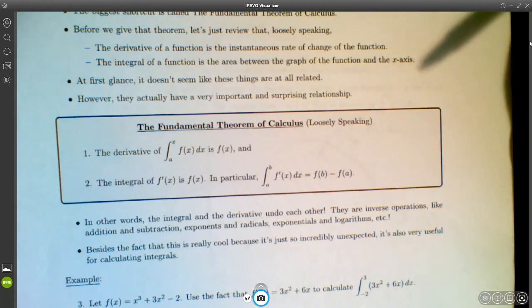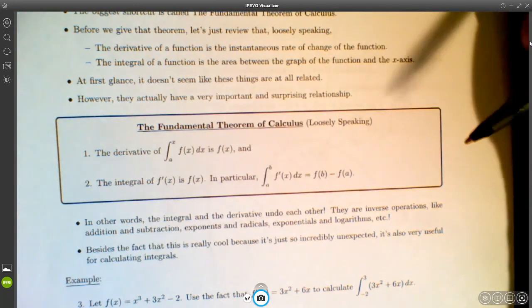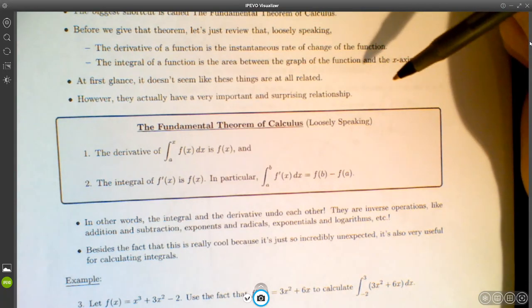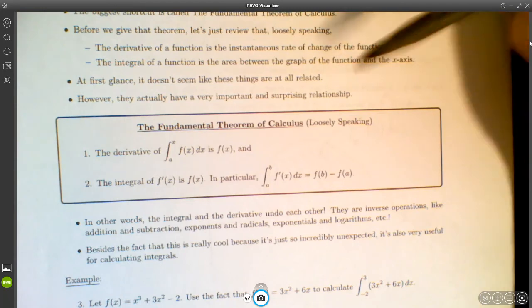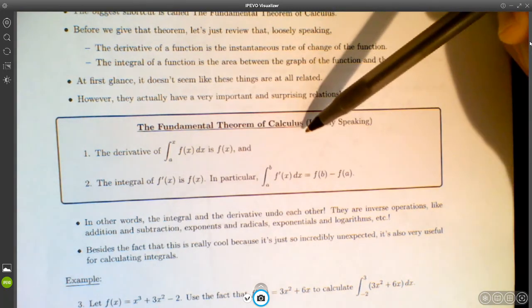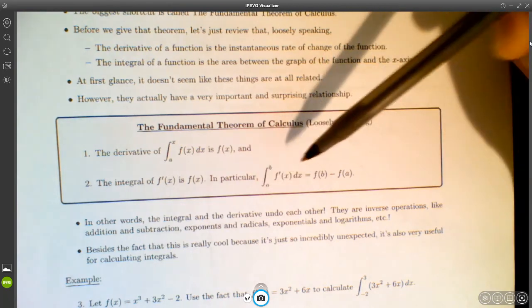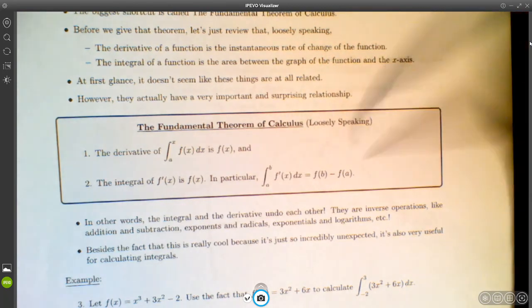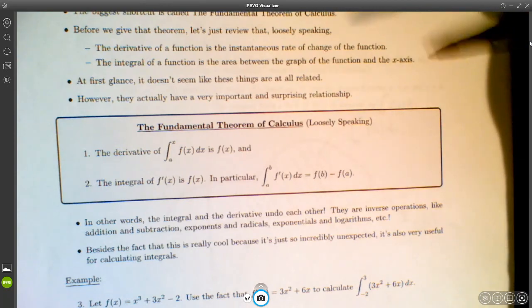So we can avoid doing all of that work that we did on the previous page if we can figure out what an antiderivative is. Consequently, in calculus, you're going to spend a lot of time talking about antiderivatives, right? But the reason for that is because integrals are the same things as antiderivatives, loosely speaking. That's what the fundamental theorem of calculus is telling us.